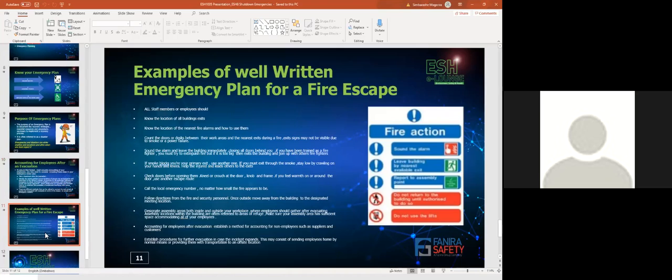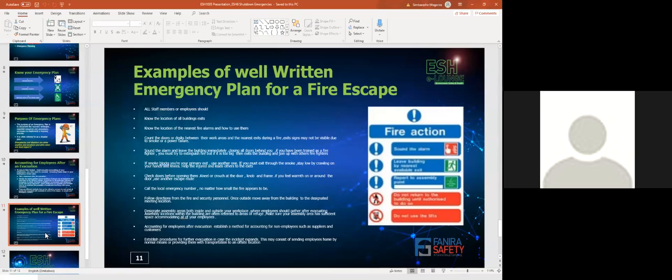Let's always ensure that all our staff members or employees know the location of all the building exits. Let's ensure that our induction forms include the location of the building exits, our exit points, so that people know them. During our mock drills, let's ensure that the locations of all the exit points are discussed and highlighted.